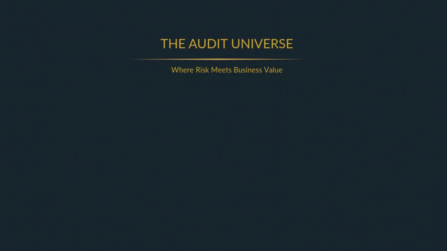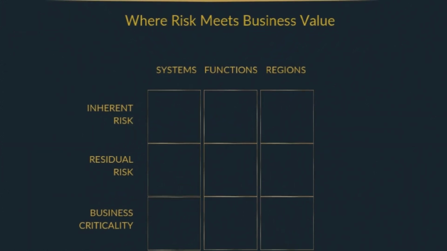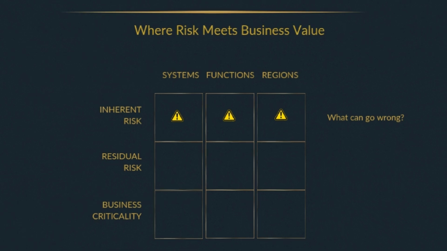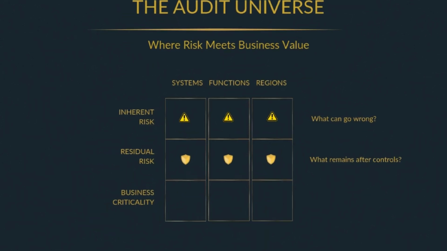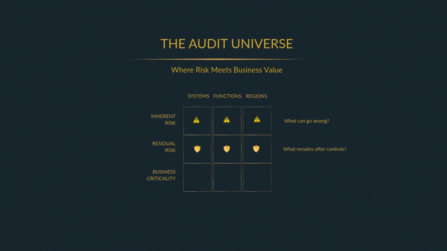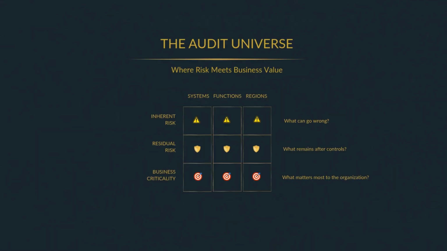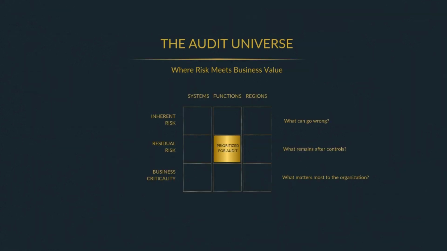Every organization starts with an audit universe, a complete list of processes, systems, and entities subject to assurance. Each item is scored based on inherent risk, likelihood times impact before controls; residual risk, risk remaining after control effectiveness; business criticality; and alignment to strategic goals. Think of it as a living map of where risk and business value intersect. From there, your annual plan becomes a governance document, not a to-do list.